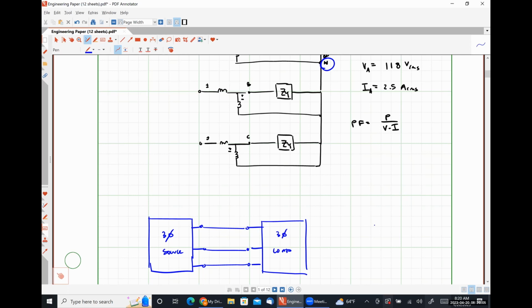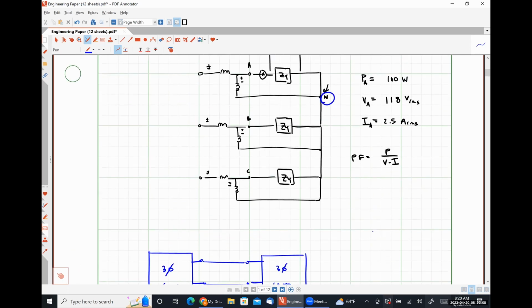So effectively, the problem that I'm trying to describe here, and I think I'm doing it poorly, is that we have to have access to the internal workings of the machine, for some machines, in order to apply 3 watt meters. At least that's how it looks in a Y connected system.